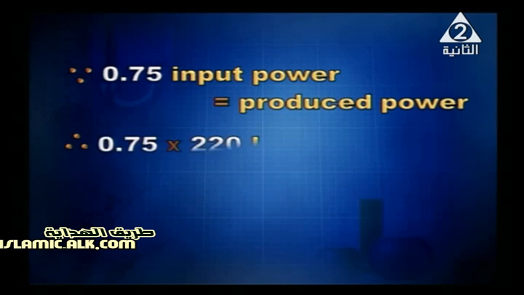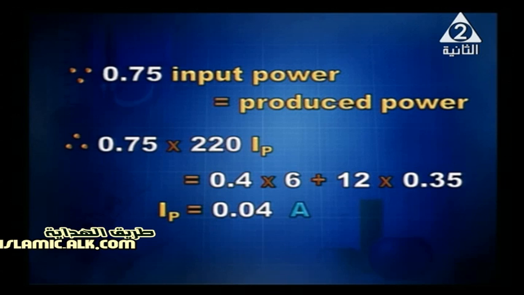So we can say 0.75 times 220 Ip is equal to the produced power in the two coils, 0.4 times 6 plus 12 times 0.35. In this way we managed to obtain Ip. It is equal to 0.04 ampere.